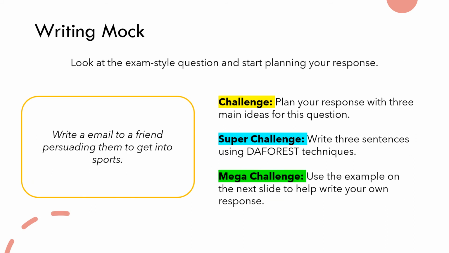Look at the exam style question and start planning your response. So for this writing mock, we're going to use the question, write an email to a friend persuading them to get into sports. So it kind of follows on with those first examples when we were looking at the tone. The first speaker clearly didn't care about sports. He seemed more interested in gaming, which is a very typical response from a lot of people these days. So it's important that we use our techniques to try and convince them that sport is a really good and positive thing to get into.